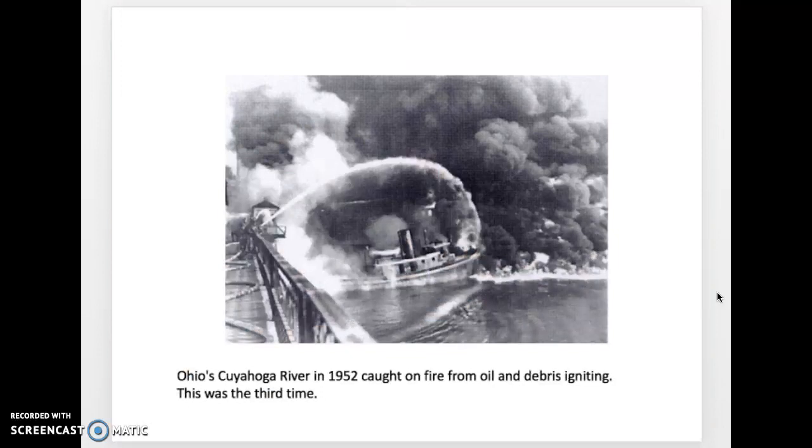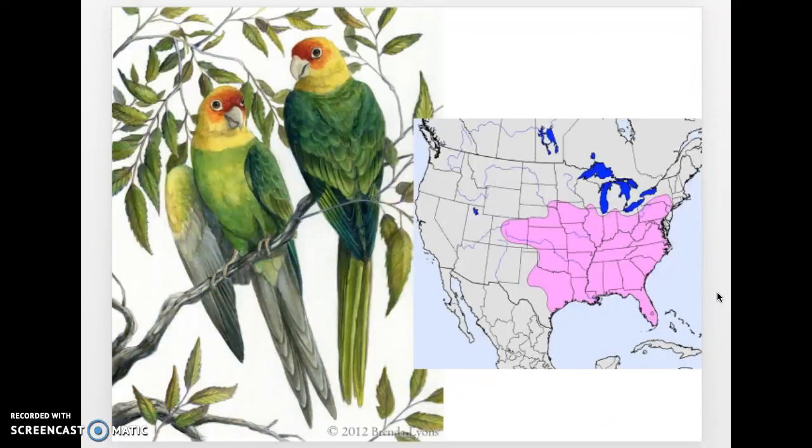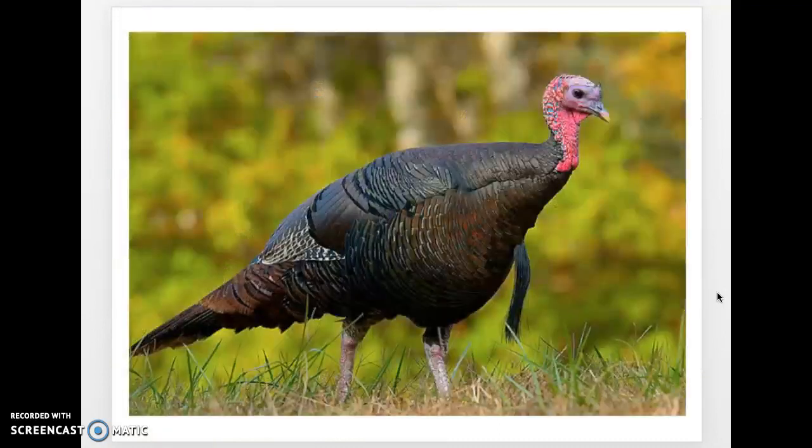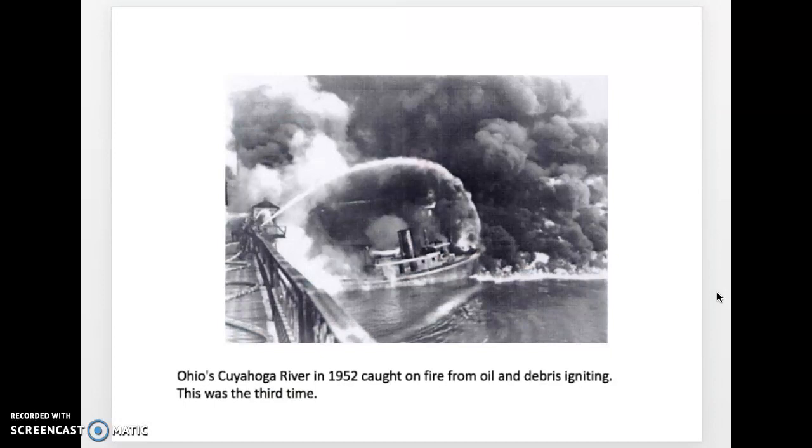But pollution is also a problem. It's not just the decline of natural resources due to the tragedy of the commons, but also pollution.